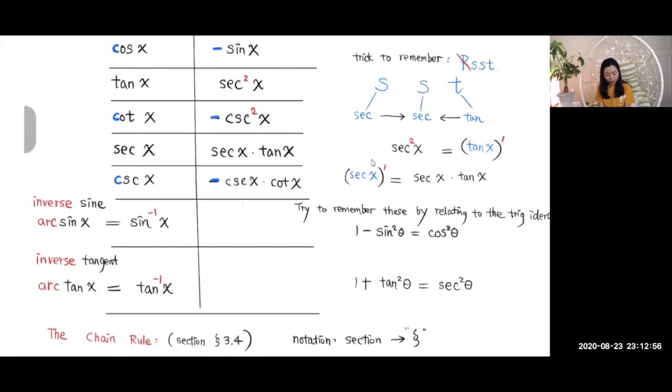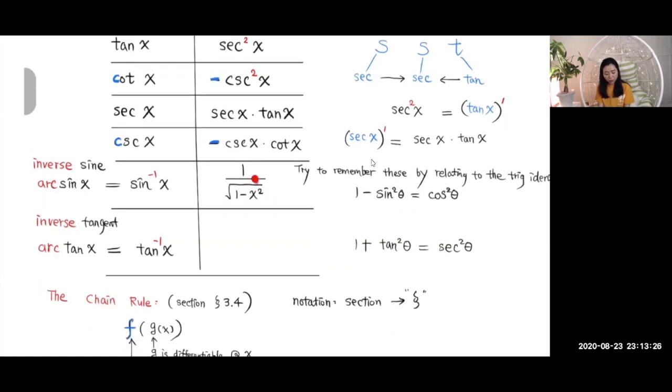Next one, this is the inverse sine. Inverse sine, this is not an exponent. This negative one here indicates the inverse function of sine of x. Another notation for that is arcsine of x. The duality is 1 over square root of 1 minus x squared. The way that we remember this, I will try to remember this trig identity: 1 minus sine squared equals cosine squared. That's related to this, 1 minus sine squared.